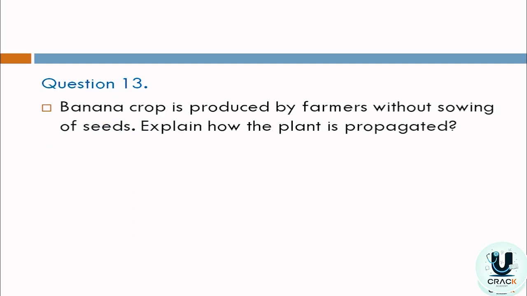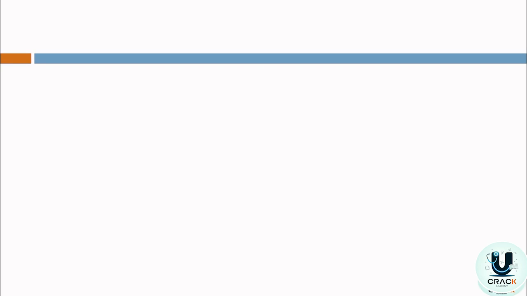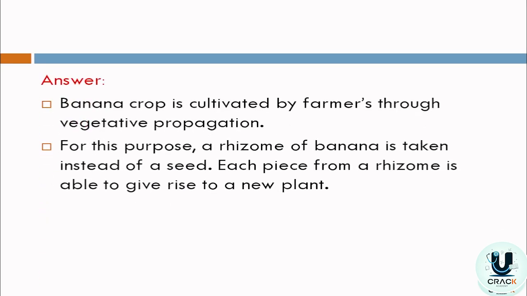Question number 13. Banana crop is produced by farmers without sowing of seeds. Explain how the plant is propagated. Answer, banana crop is cultivated by farmers through vegetative propagation. For this purpose, a rhizome of banana is taken instead of a seed. Each piece from a rhizome is able to give rise to a new plant.